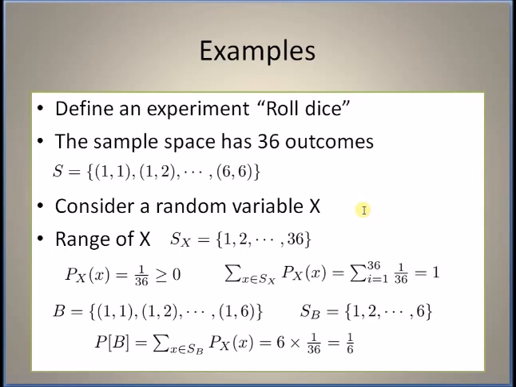Hence the probability of an event, or basically a collection of realizations, is equal to the sum of the probabilities of individual realizations.